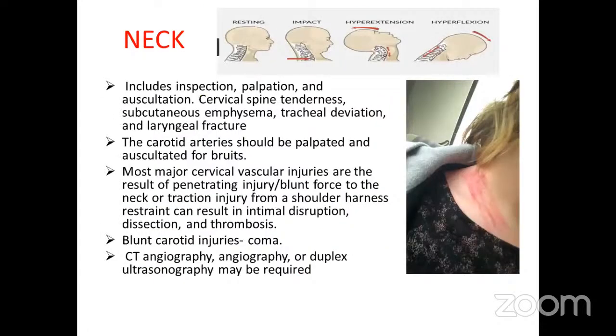And coming to the neck, it needs proper inspection, palpation, and auscultation. We need to auscultate the carotids to look for any bruits. The major cervical injuries or vascular injuries of the cervical region are because of penetrating or blunt forces. A blunt carotid injury can lead to coma, and usually we have a seat belt injury over the neck. The neck injuries usually can be because of hyperextension or hyperflexion. So you need to get a CT angio of the neck vessels to rule out any injuries if there is a suspected injury to the neck.